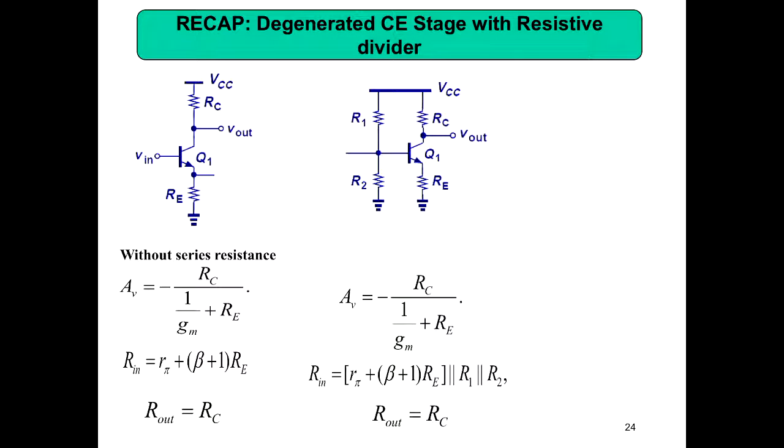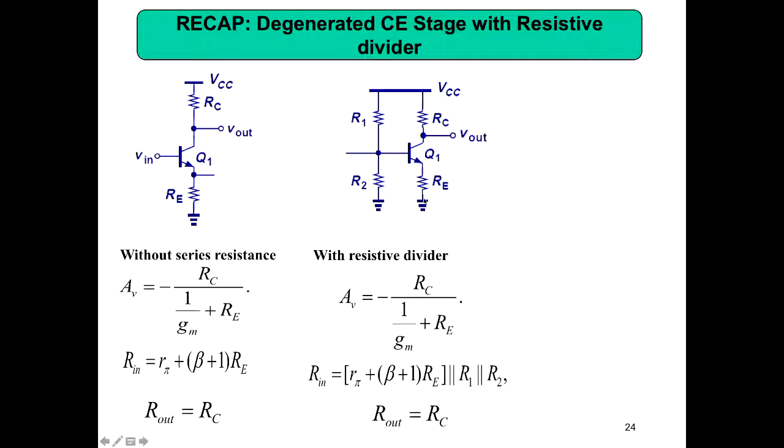Then we discussed when we have a voltage divider, R1 and R2 for biasing this transistor, we don't have any change in the expression for gain, because R1 and R2 are not contributing anything except the impedance part. So now your input impedance will become r_pi plus (beta plus 1) into RE, and from the small signal we understand R1 and R2 come in parallel with this one. Then again Rout, there is no change.